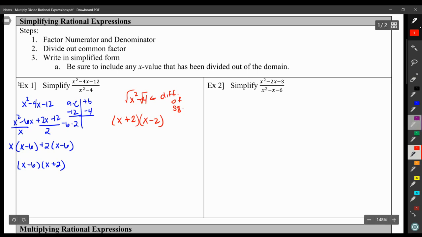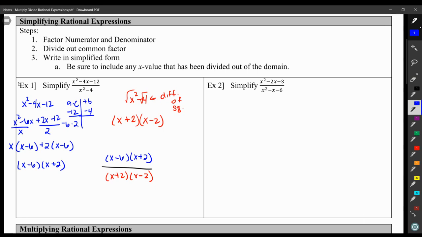Now that both numerator and denominator have been factored, put it all back together. So the numerator is now x minus 6 times x plus 2. That's your new numerator. Over the new denominator is x plus 2 times x minus 2. So when we are multiplying, remember that anything divided by itself is a 1. So I'm going to show you the long way about this. Let me show you what's actually happening in the math background.